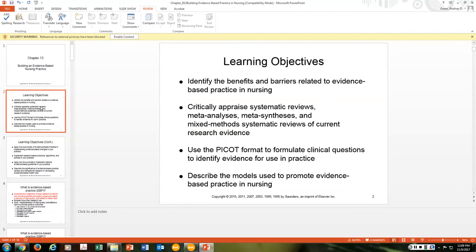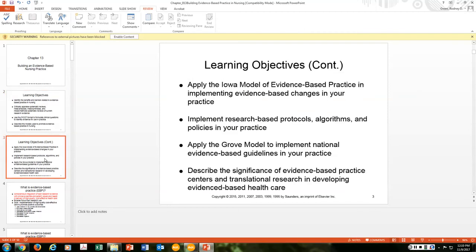Describe the models used to promote evidence-based practice. Apply the Iowa model of evidence-based practice in implementing evidence-based changes in your practice. Implement research-based protocols, algorithms, and policies in your practice. Describe the significance of evidence-based practice centers and translational research in developing evidence-based healthcare.